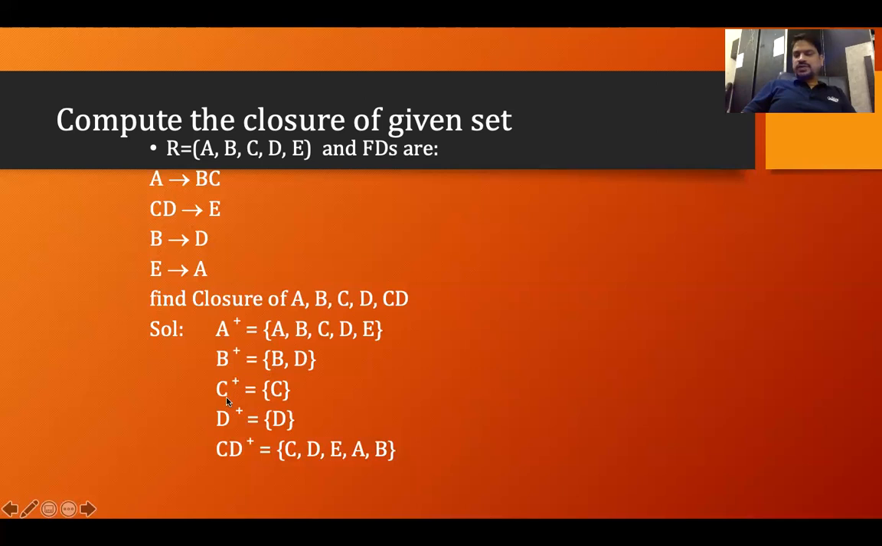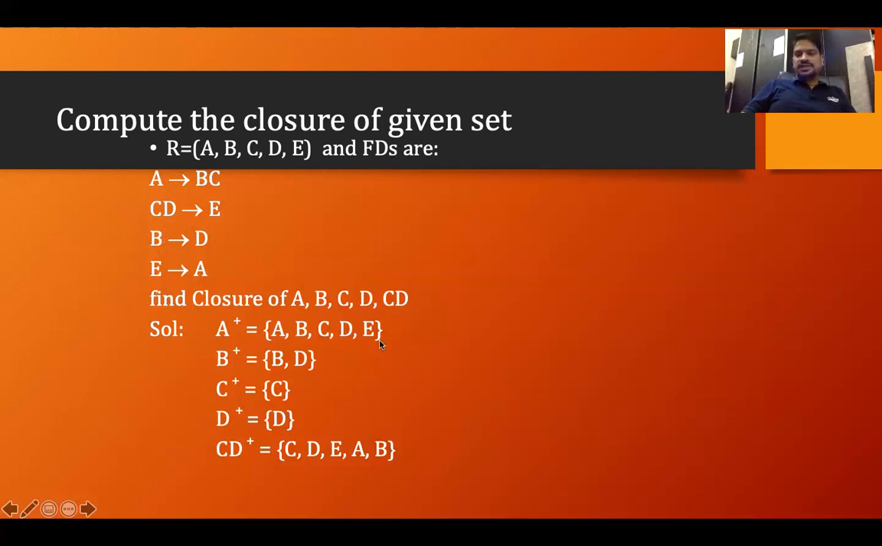Let's talk about C closure. If we say C closure, C will be here. Now we'll see if C is determining anything. C is not determining anything, so C is only alone in the closure. Now let's talk about D closure. D will be here because we are talking about D closure. Can we say D is determining anything? No, D is not determining anything.